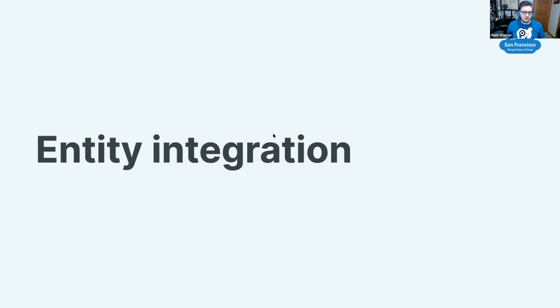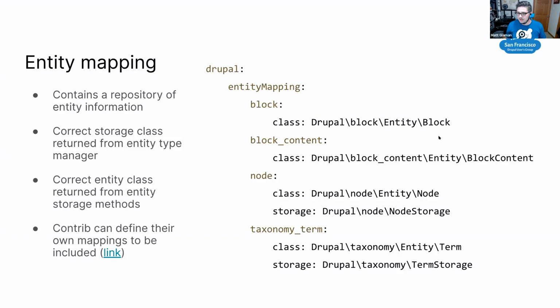We have some really cool entity integration. What PHPStan Drupal allows is creating an entity mapping so that we have a repository of entity information. Again, Drupal is very stateful. We have a database that looks up all this information and stores it. PHPStan Drupal shouldn't replicate that, but it should be able to say if you do entity type manager get storage block or node, that it's the right node storage class, and then it returns a certain entity type, so that way your code can be read more efficiently. And that's what this does.